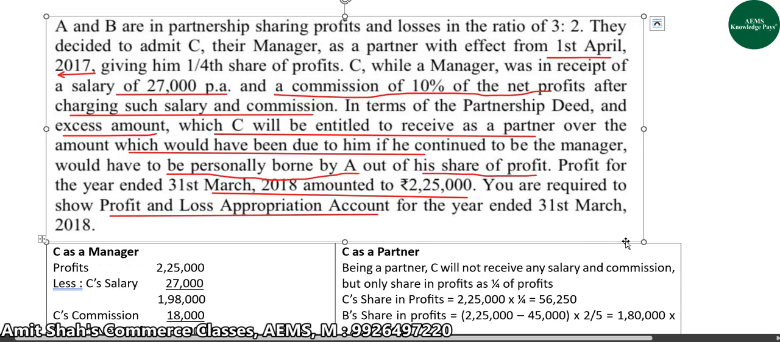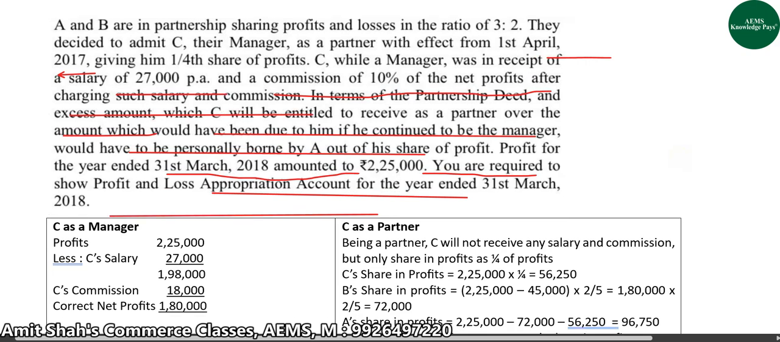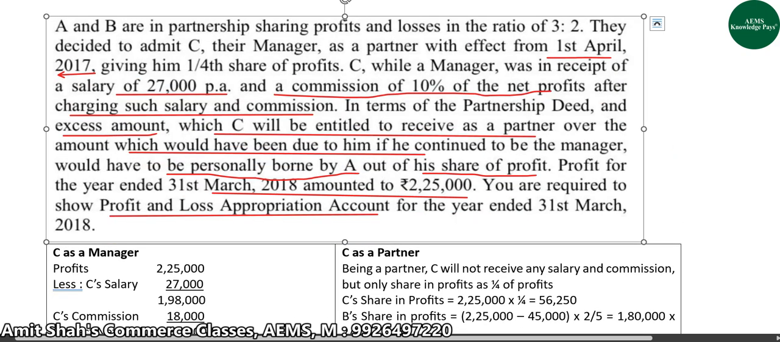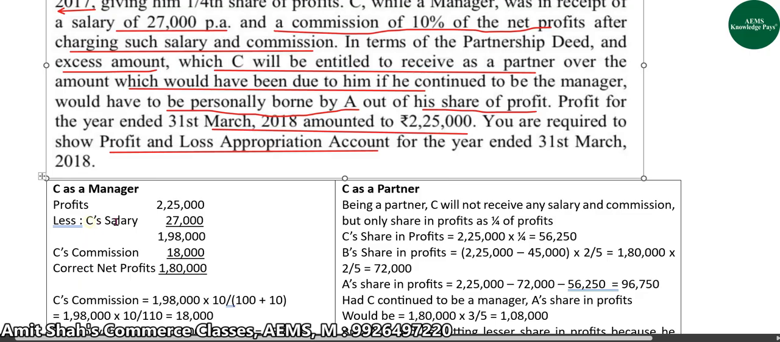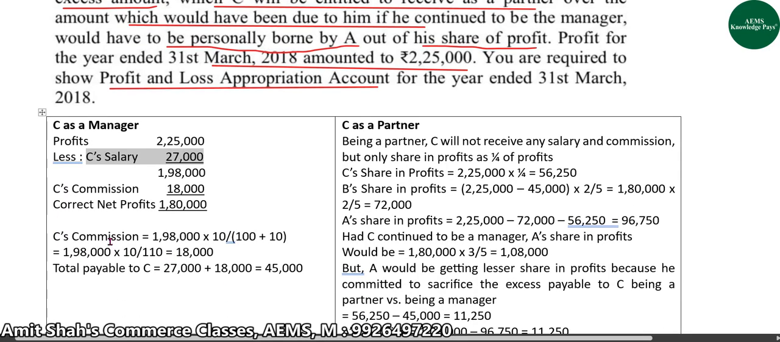This is the question. So earlier C was manager, and he was entitled to salary at the rate of 27,000 per annum plus commission at the rate of 10% of the profit after charging his salary and commission. So after charging his salary and commission, the profits are 1,80,000. So 10% of that is 18,000. But we were not knowing 1,80,000 nor 18,000 earlier, and that is why we found this 18,000 with this calculation. Once we found commission of C, then we understood total amount payable to C as a manager.